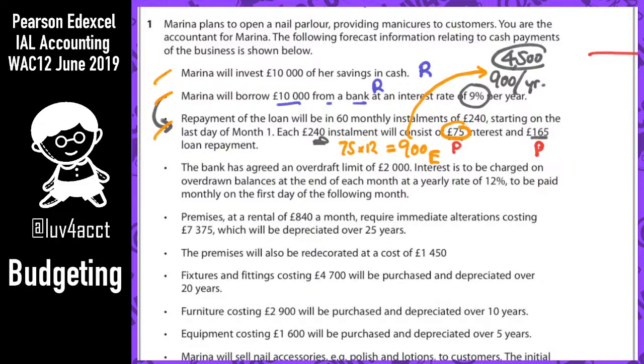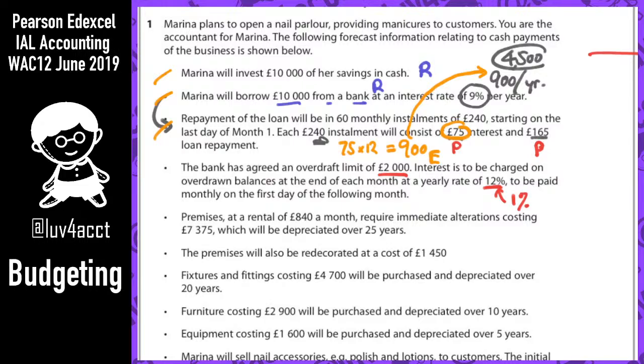The bank has agreed an overdraft limit. Okay, we have an overdraft limit. Interest is to be charged on overdrawn balances at the end of each month at a yearly rate of 12%. Okay, if we are preparing the cash budget for each month, then we better take it and divide it by 12 to get the monthly interest rate.